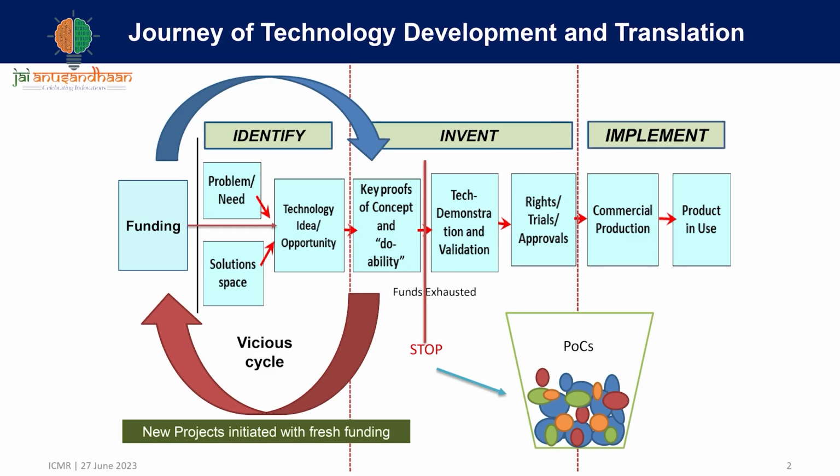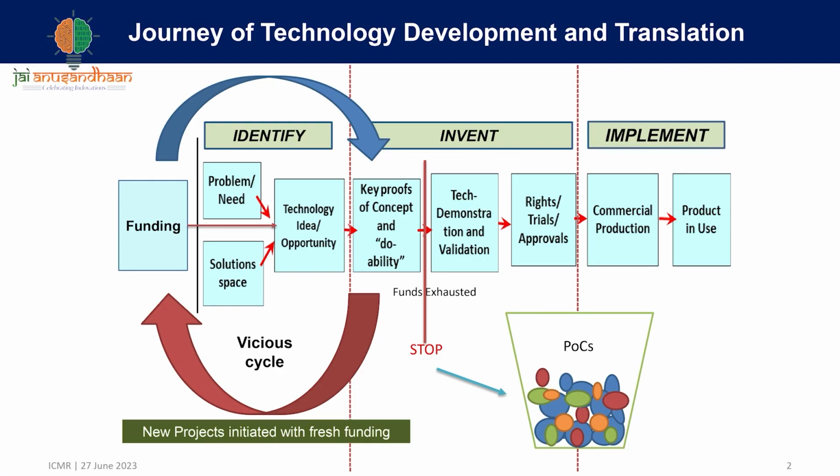So, a typical journey of technology development and translation has 3 phases. You all are aware, it has 3 I's: identify, invent and implement. Generally, technology development starts with a funding opportunity. Then you look at whatever is available, you try to do unmet need identification, the problem identification. Then you look at what existing solutions are already available in the market. You look at the solution space, and then you identify an idea, that idea which comes into your mind in the identify phase.